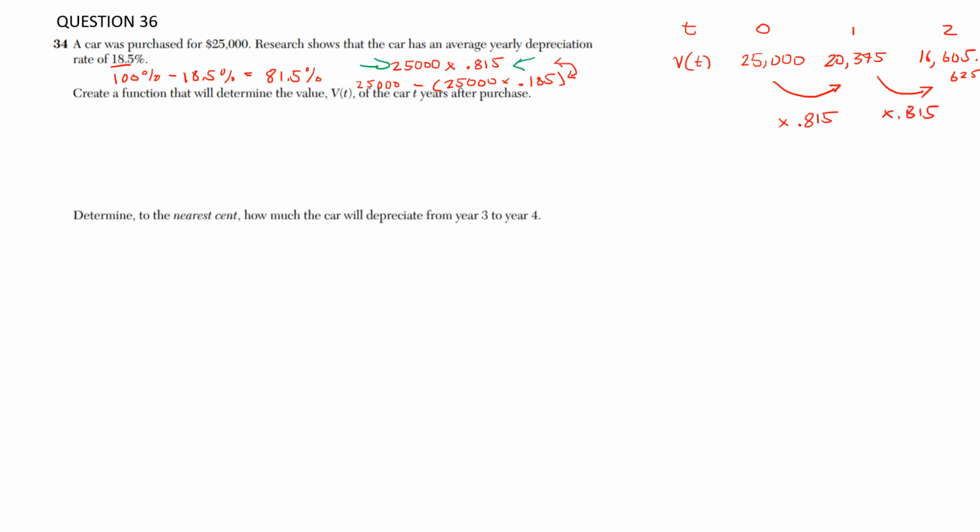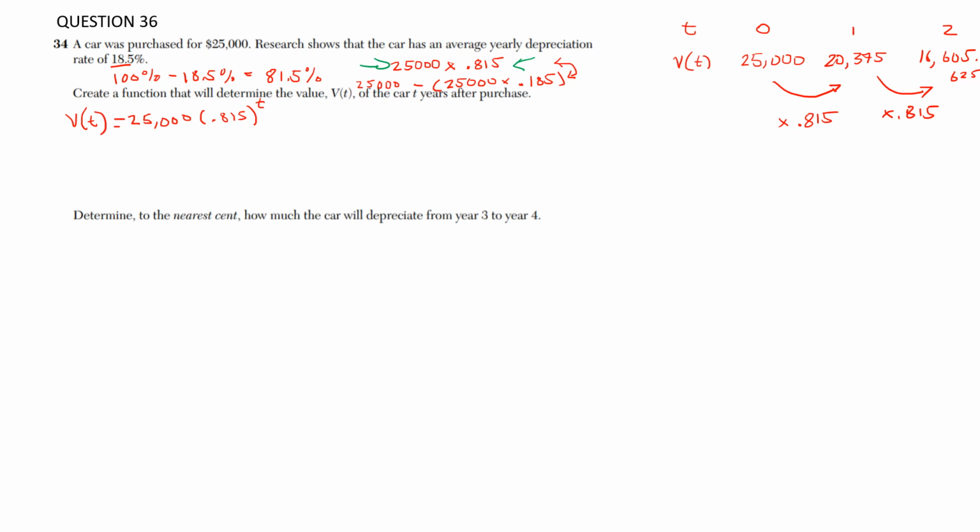So at the first year, you're multiplying 25,000 by 0.815. In the second year, you're technically multiplying 25,000 by 0.815 and another 0.815, essentially 0.815 squared, right? So you can see that relationship between those years. You're multiplying the original amount, 25,000, by 0.815 to the power of how many years after purchase, which is how we get this relationship.